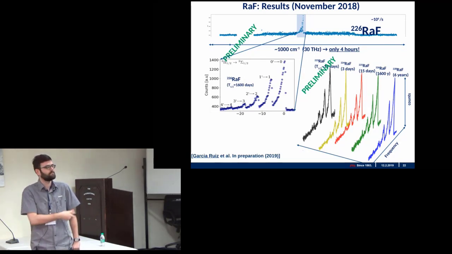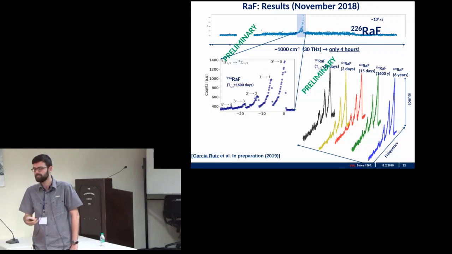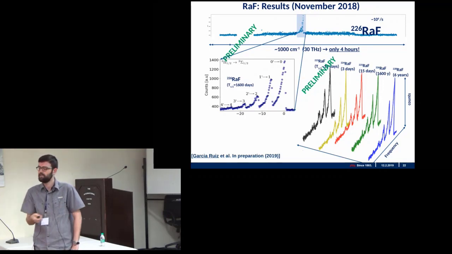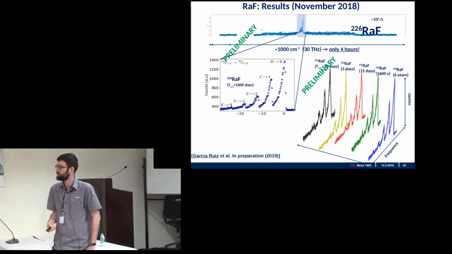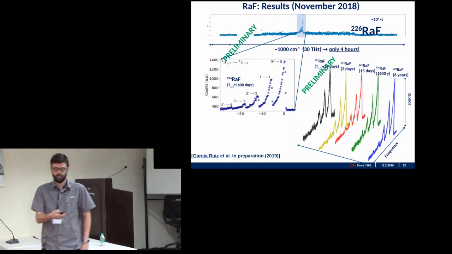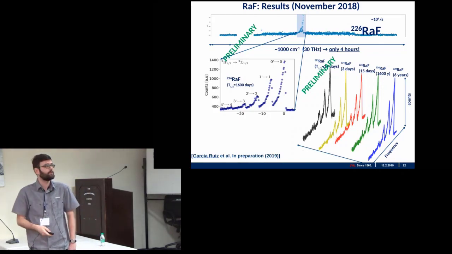So 226 radium fluoride is what I call it, even though that's not the right name. Once we had done that, we figured, well, why stop there? We did 225, 224, 223, and 228. And the shortest lived here was a 3-day lifetime for the radium, which I think in any other lab would be very difficult to do. But in principle, we could have gone even further.